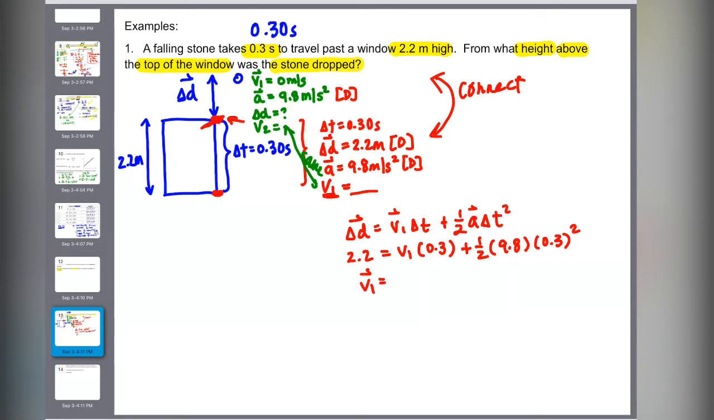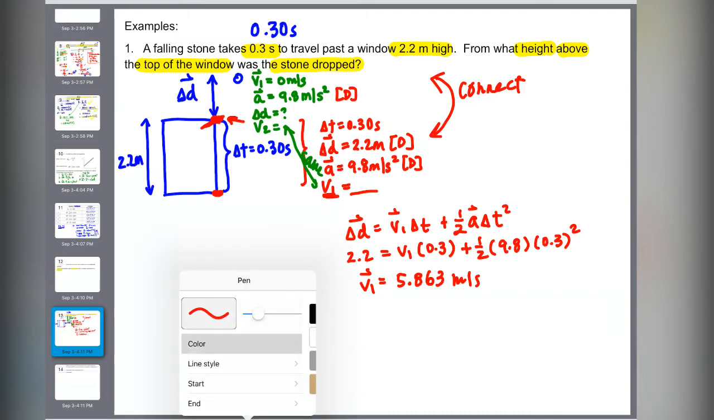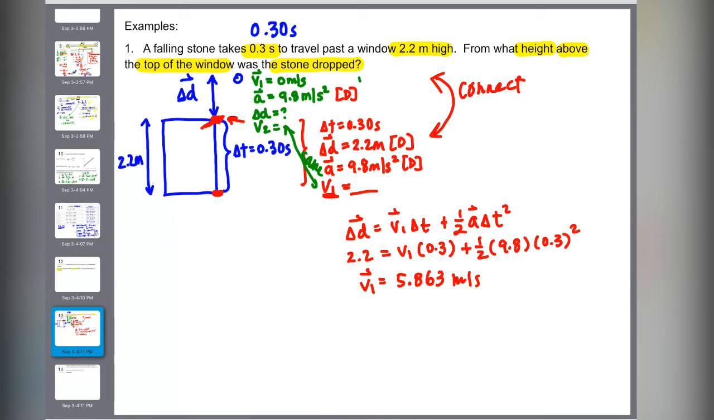So V1 worked out to be 5.863333. I'm not going to round right now because that's not my final answer. Finding that means I now have V2 for the green part, so I'm just going to fill that in. Sorry that this is getting a little squishy here. I'm just going to rewrite this V2 over here. So I've now found V2 for the top part is also 5.863. The final speed for the top half is that.